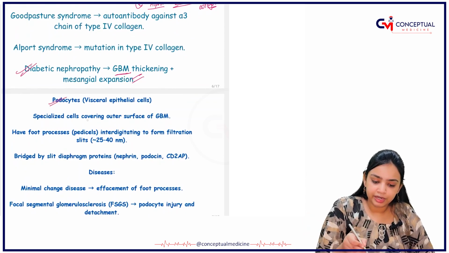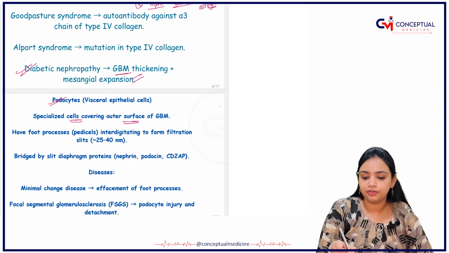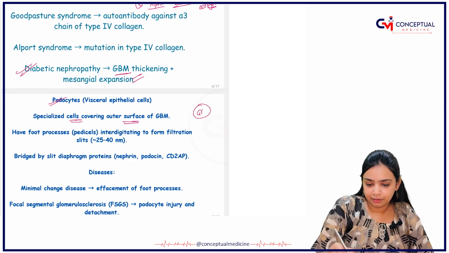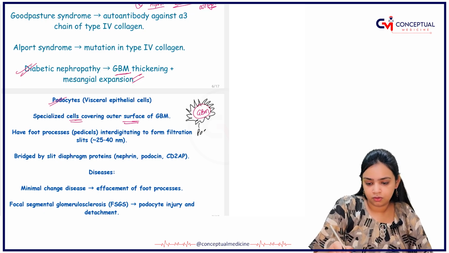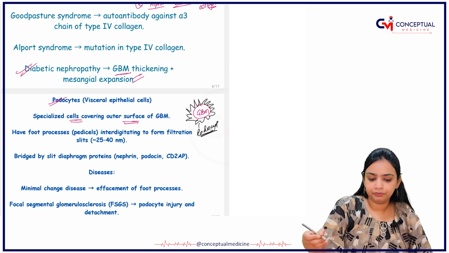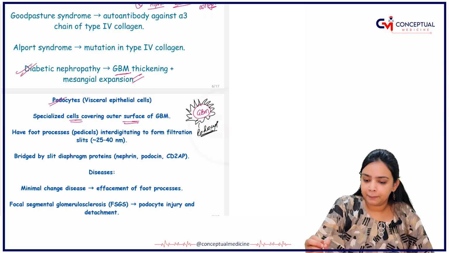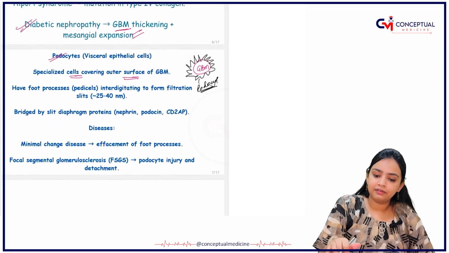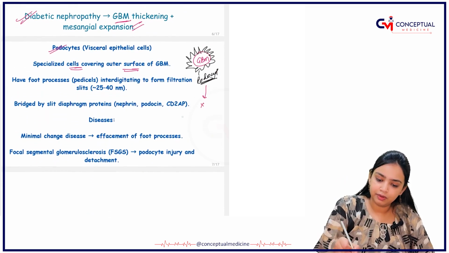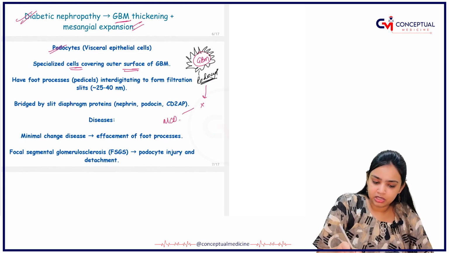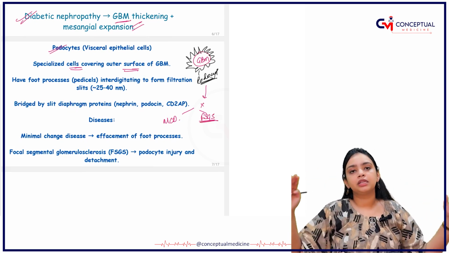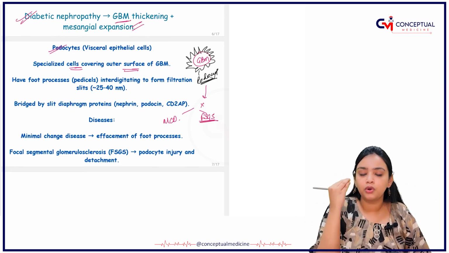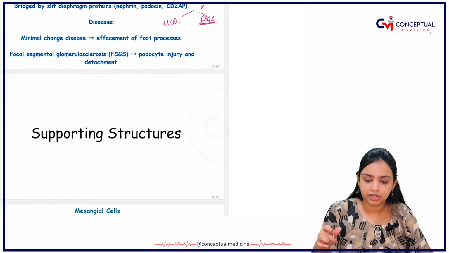Next you have the podocytes. They are the specialized cells covering the outer surface of the GBM. Like this is your GBM, and on the outer side you will be having some podocytes. Okay, because if the podocytes are not present, you will be having disease. You will have minimal change disease or focal segmental glomerulosclerosis. These are basically the two diseases which you will have if the podocytes are affected. So podocytes are that important.